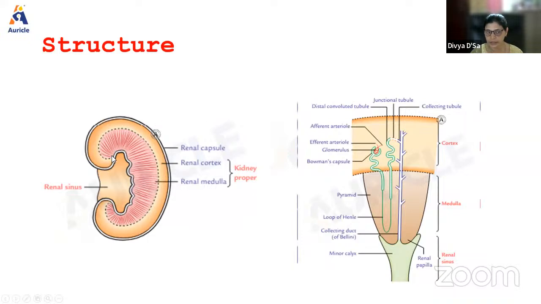So this one renal pyramid, which is capped by the adjoining cortex, we call it the lobe of the kidney. Okay, one renal pyramid with the cortex, we call it the lobe of the kidney.